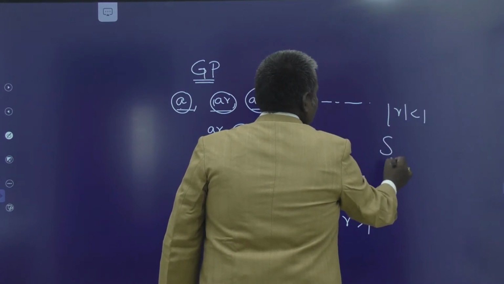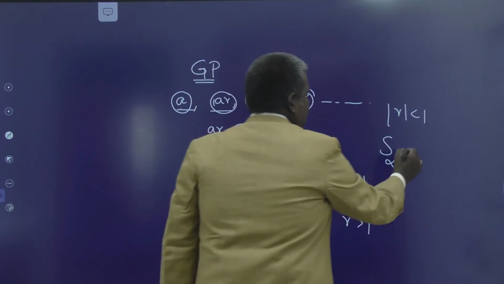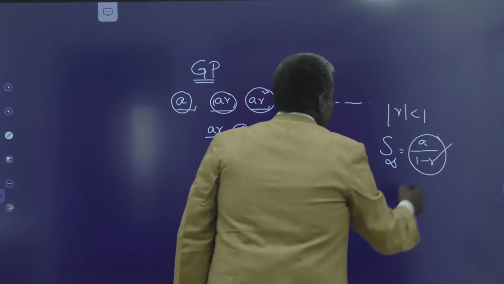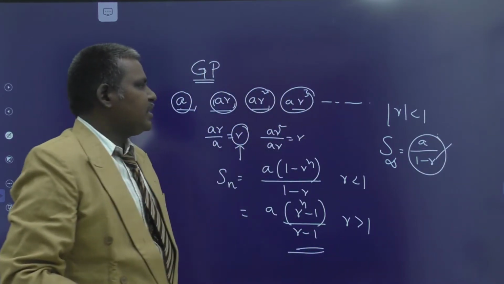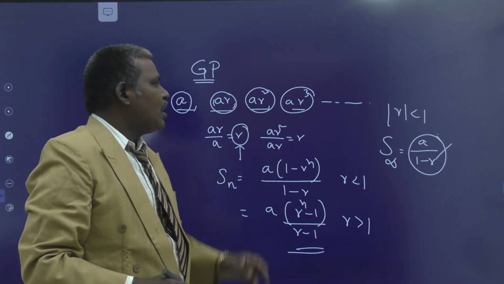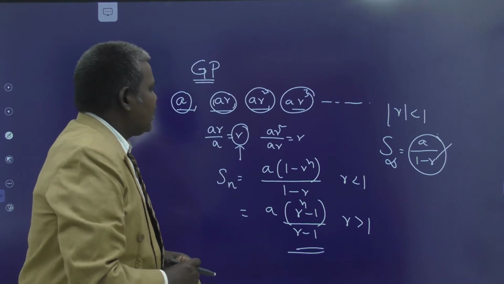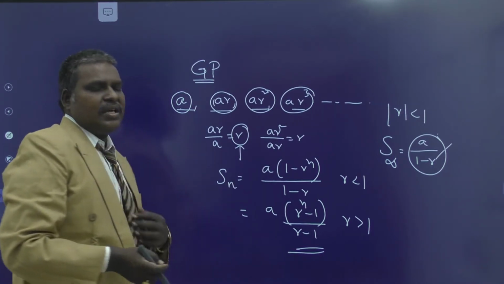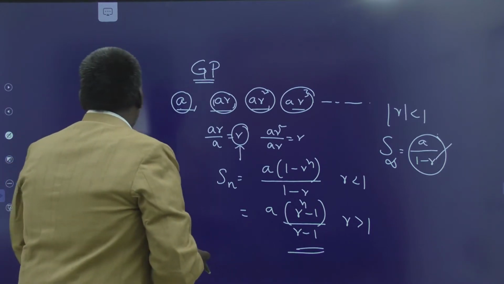Now for modulus of R less than 1, we can find S infinity also. What is S infinity? A by 1 minus R. Already we proved this in the previous class. S infinity, the sum of an infinite number of terms with first term A and common ratio R, where modulus of R is less than 1, has the value S infinity equal to A by 1 minus R, my dears.